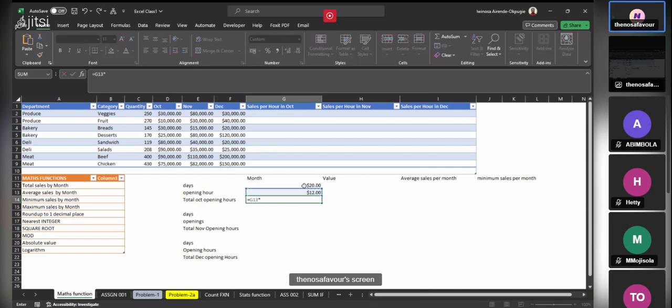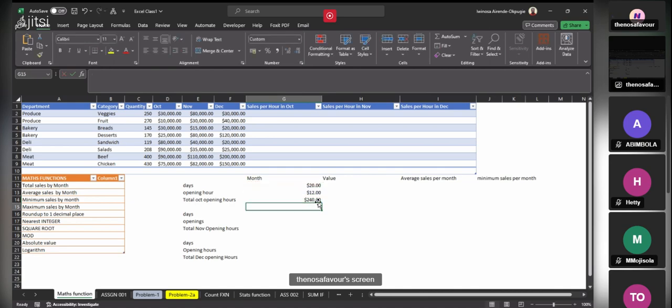Before moving on, the hours, is it supposed to be 12? Like you said, it's 8 to 8. So are we only using just one day, or are we also going to calculate it all through the month? That's why we now have total October opening hours. That's why you have 240. So we calculate the number of opening hours per day times the number of days we opened in that month. Did you get that?